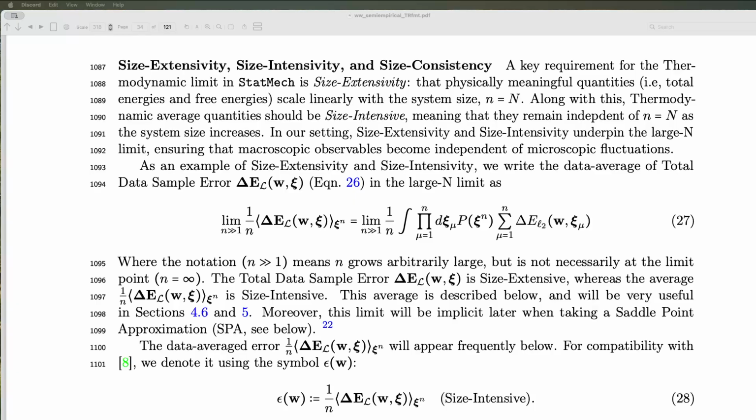So earlier we had talked about there's a section of the paper called Size-Extensivity, Size-Intensivity, and Size-Consistency. This is something I probably added in the last month. So I'll go through that again.